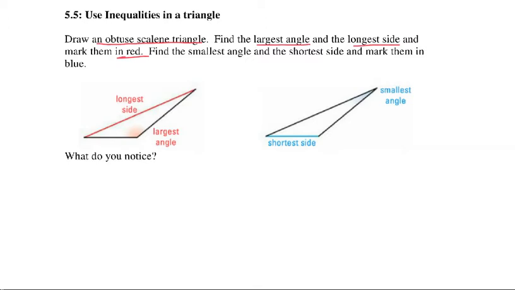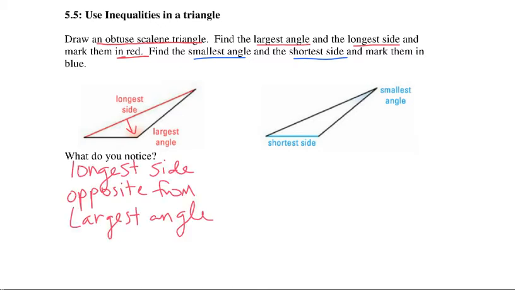Then in my second triangle, I have the same triangle again, but I want you to mark the smallest angle and the shortest side also in blue. And what do you notice about them? If you notice with the red one, the longest side is across from the largest angle, so it's opposite in the triangle. And the same is true for the smallest angle and the shortest side. So the shortest side is across from the smallest angle in the triangle.